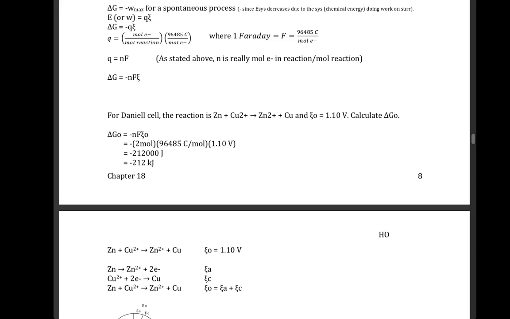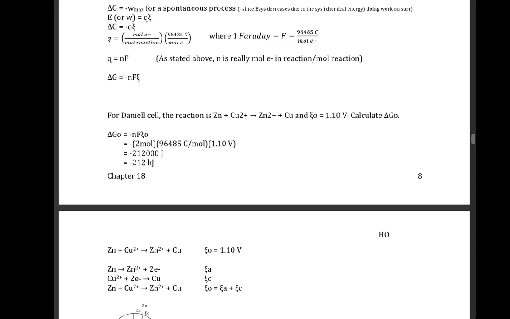So often moles are referred to with the symbol n, so we replace moles of electrons per mole of reaction by n. We replace the 96485 coulombs per mole of electrons with F. And we have delta G is minus nF times the potential. That's how we can calculate the amount of free energy change involved in a reaction.